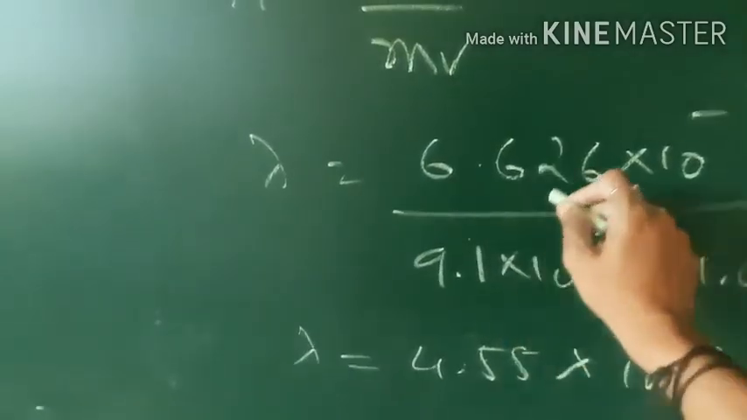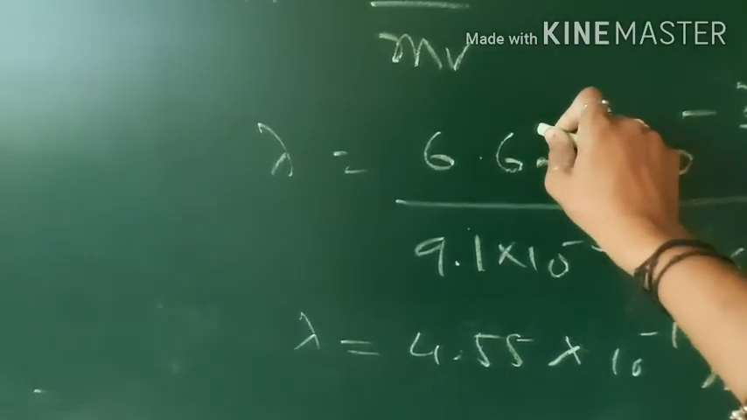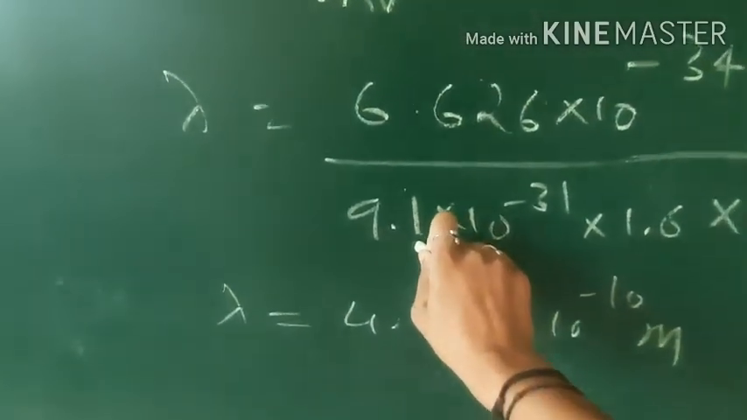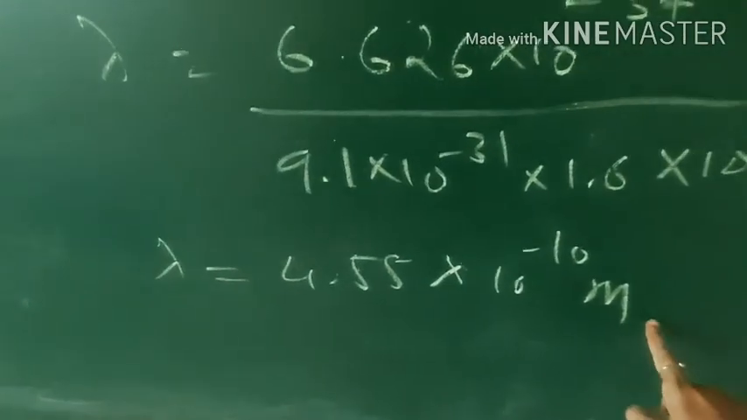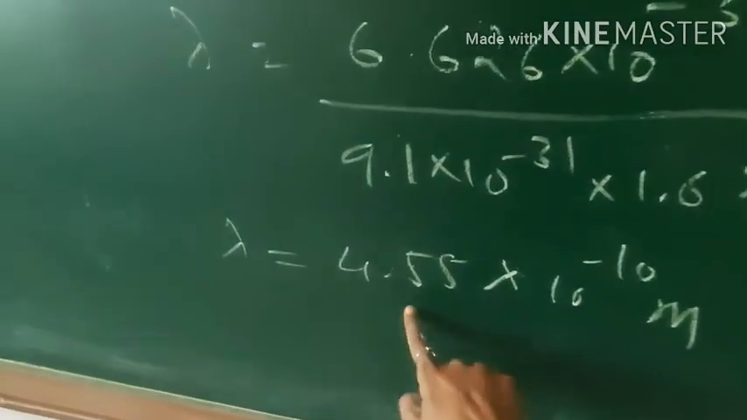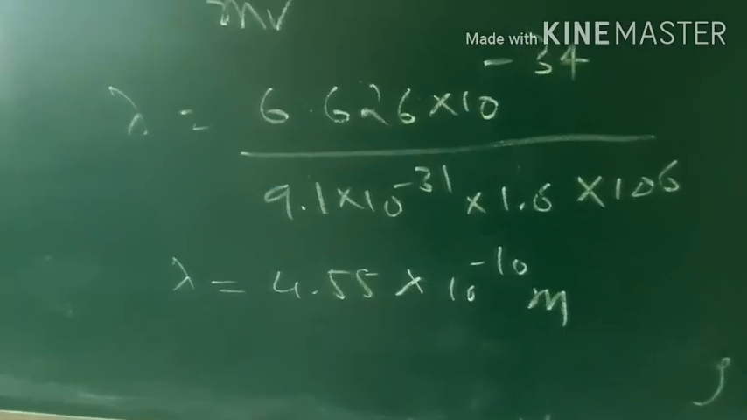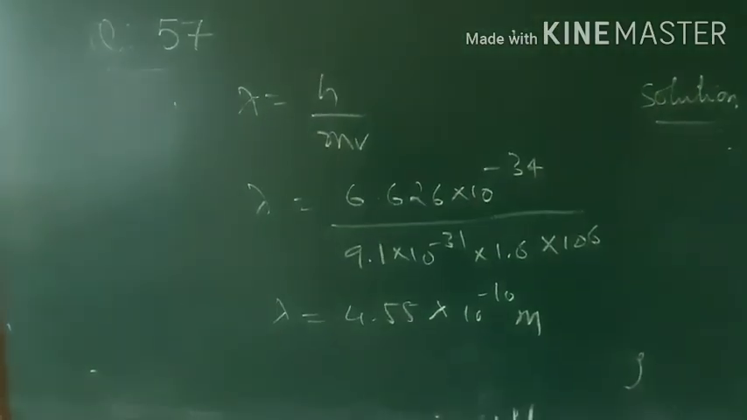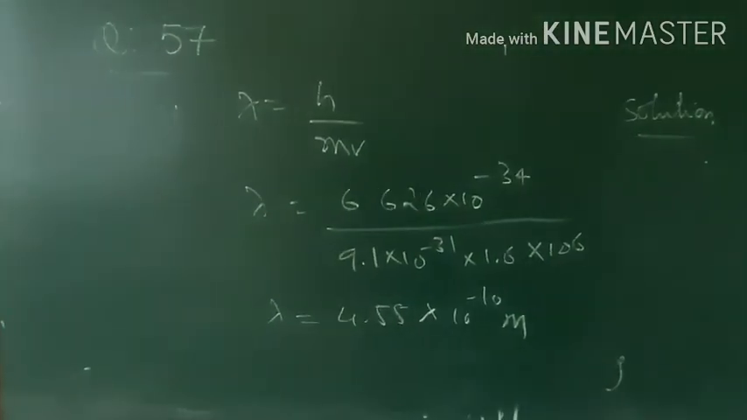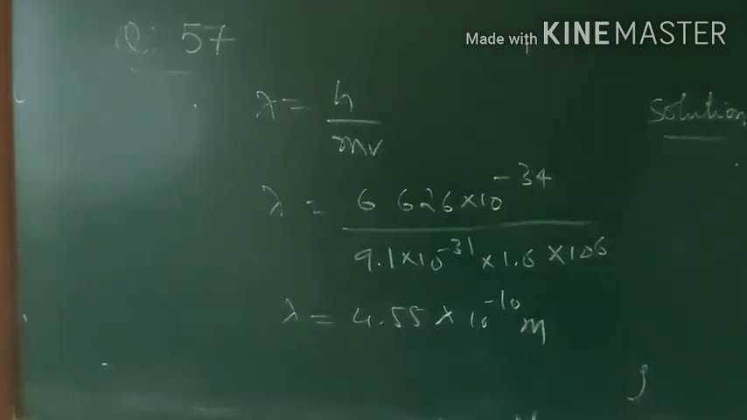Now both values we know: h, that is Planck's constant, and the mass of the electron. So whatever wavelength we are getting, that is in meters, that is 4.55 into 10 raised to minus 10 meters. So that is the solution for question number 57. Kindly copy it, then we will move to the very next question.